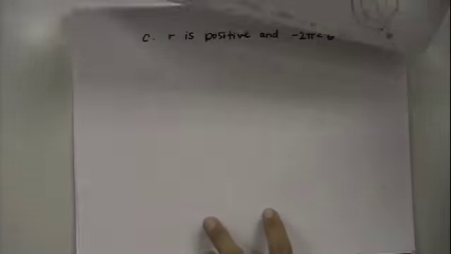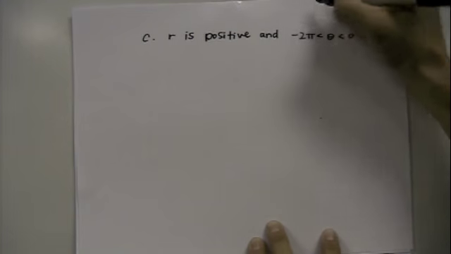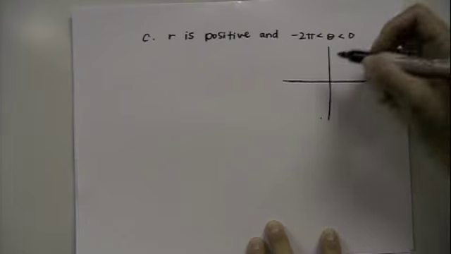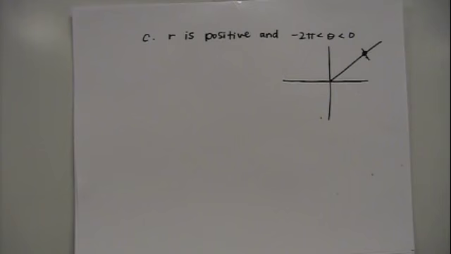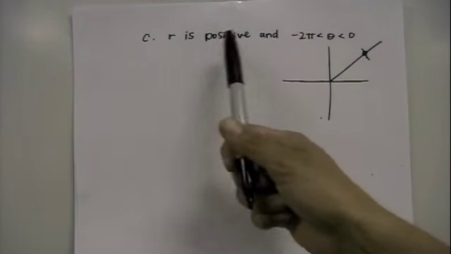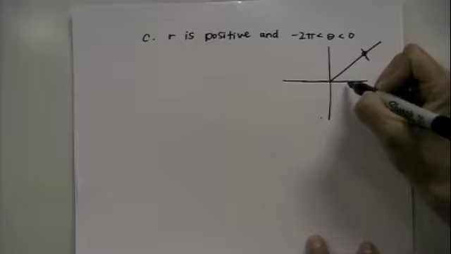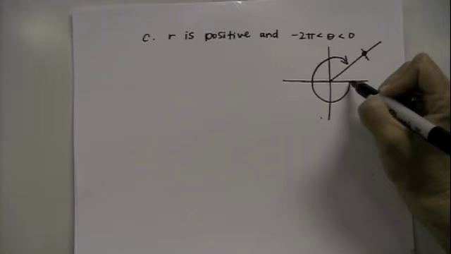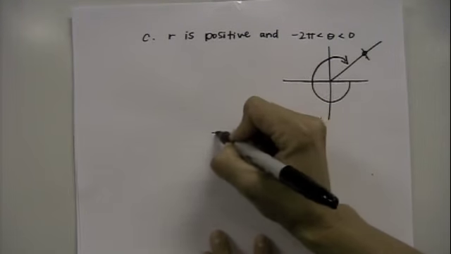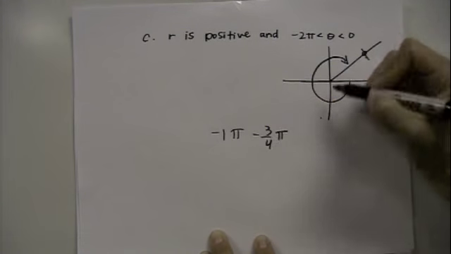And we're going to do one more example, part C. We're still dealing with the same point, pi over 4, and then out 5. For part C, the condition is r needs to be positive and theta will be between negative 2 pi and 0. So if I rotate in the negative direction, that would be negative 1 pi. And then we're going another negative 3/4 of pi. That gets me to that angle.